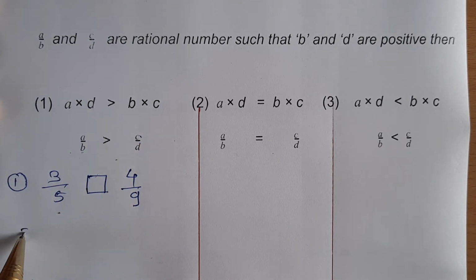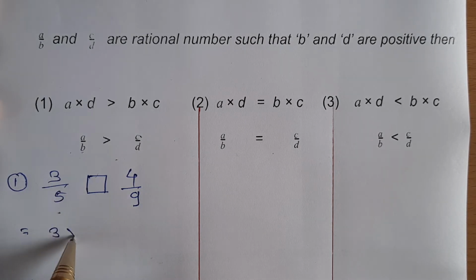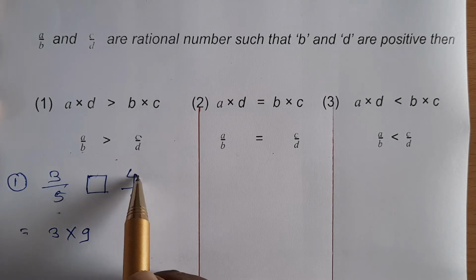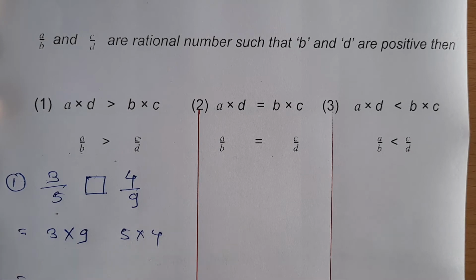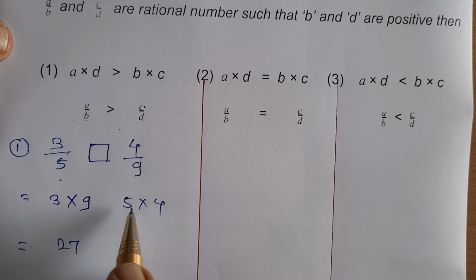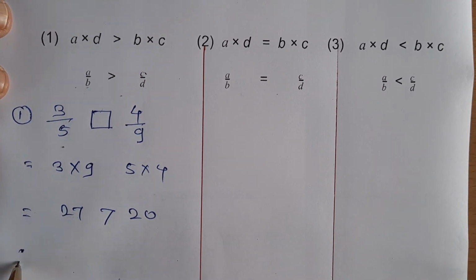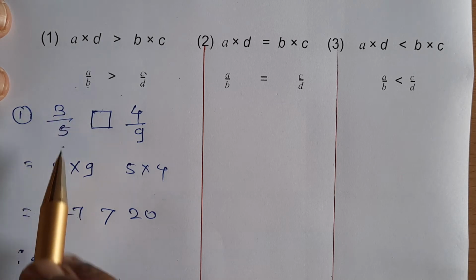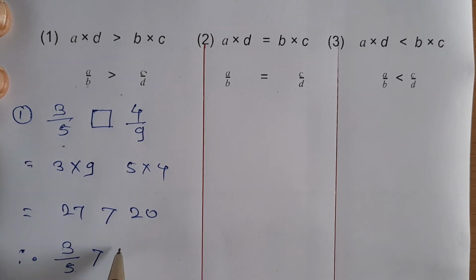Now here a into d, that is 3 into 9, and b into c, 5 into 4. 9 3s are 27, 5 4s are 20. Now 27 is greater, therefore this rational number is greater. Therefore 3 upon 5 is greater than 4 upon 9.